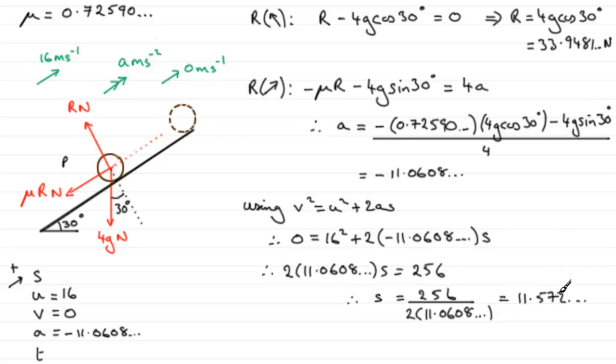Now let's round that to 3 significant figures, and therefore we have s equals 11.6 meters to 3 significant figures. So, quite an involved problem, but I hope if you had a go that you were able to get it right, and if not, that you've been able to follow my method.